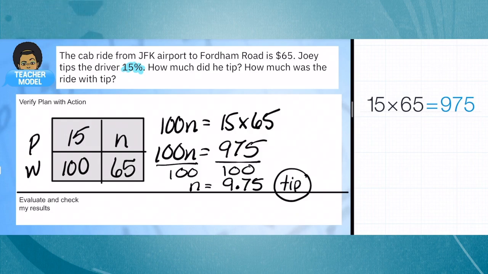Now there's a second question. How much would the ride be with the tip? So we're going to take our $65 and we're going to add the tip. We're going to add these together. And the whole ride will cost $74.75. So let's add this into our sentence.